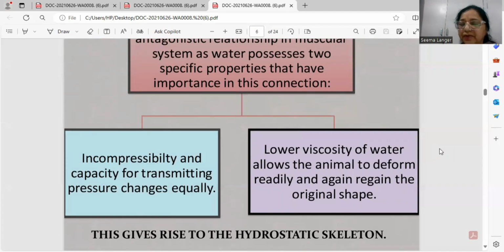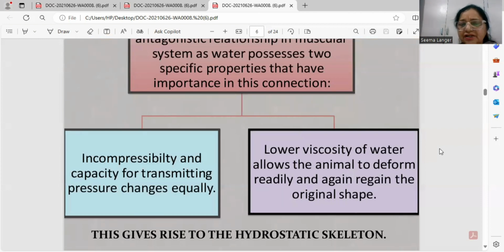So when pressure is applied on it, that pressure is transmitted equally. The other important thing is the lower viscosity of water. It allows the animal to deform readily and again regain its original shape. Because it is less viscous, when pressure is applied, the fluid-filled cavity can change its shape. It allows the animal to deform, and the shape can change and again be regained.